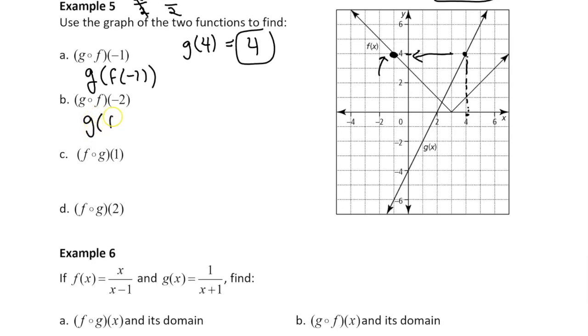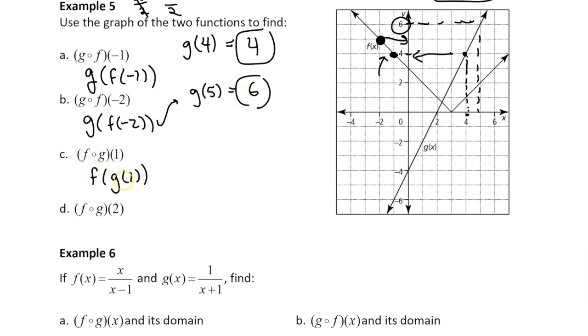So g of f of negative 2. F of negative 2 is right here, and that produces an output of 5. So we have something here that would say g of 5, and g of 5, looking at my g of x function, would produce an output of 6.